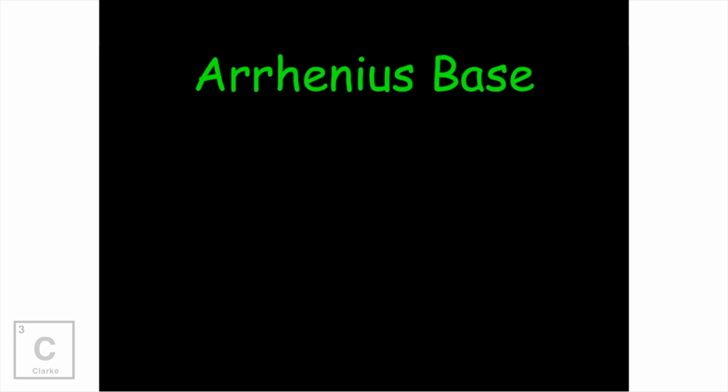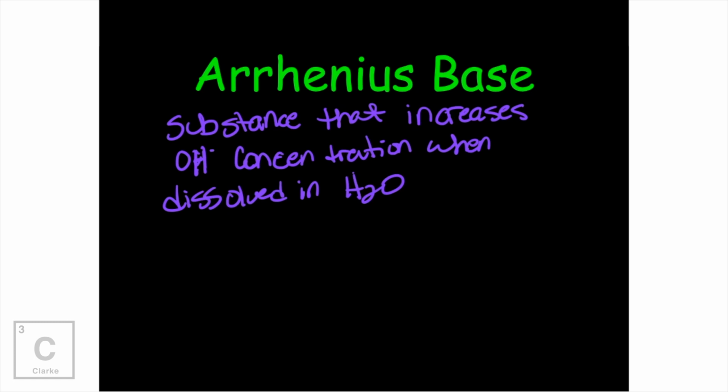Okay, so an Arrhenius base. These are substances that when you dissolve them in water, they increase the hydroxide concentration. Arrhenius bases end in OH. So you could have NaOH, you could have KOH. With acids, they had their own set of rules on how to name them: the hydro, the ic, all that. But bases, we just name them as ionic compounds. So sodium hydroxide, potassium hydroxide. You just need to know when it ends with hydroxide, that means it's a base.